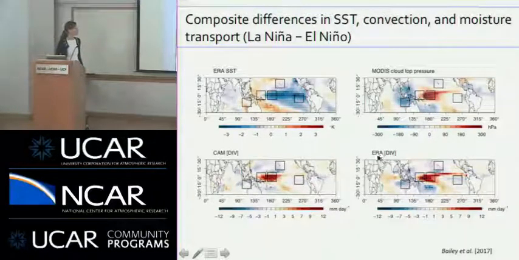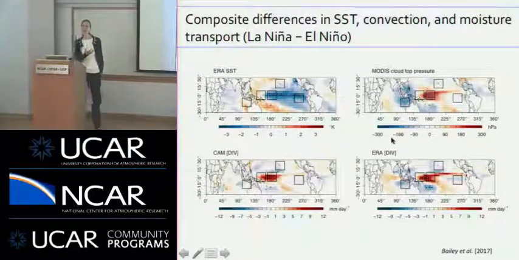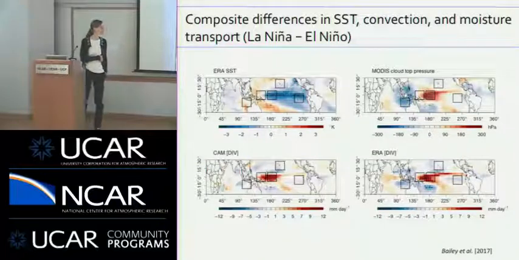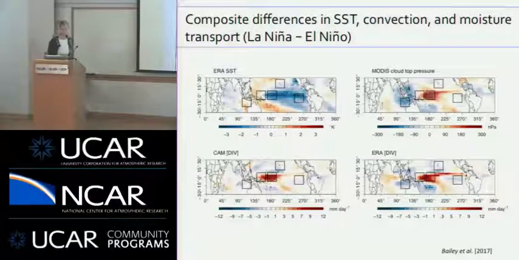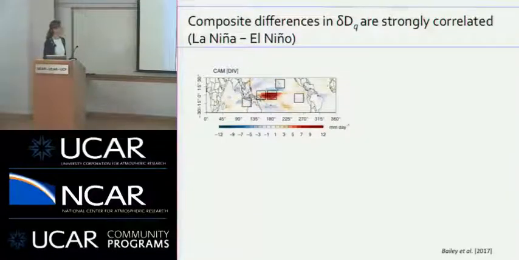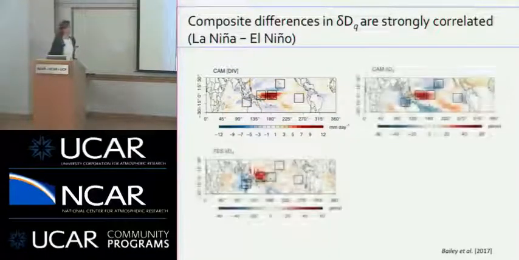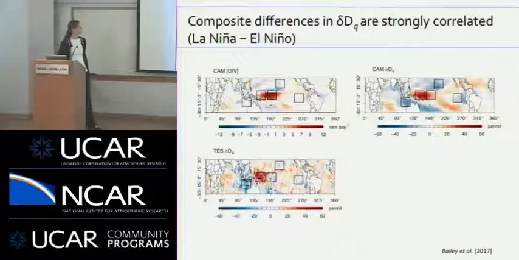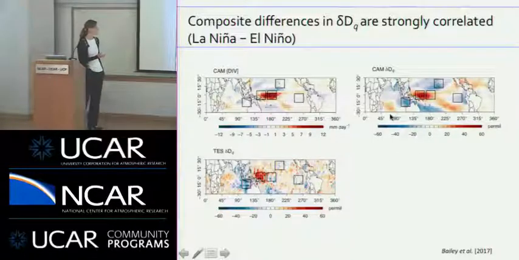When we look at what moisture flux divergence is doing, both in CAM and in the ERA-Interim reanalysis, we see that these spatial patterns are very coherent with this large-scale reorganization of convection. So does delta DQ then track this? Here's CAM divergence again, and here's delta DQ in both CAM and then also in the satellite record with TES down here. And you can see that again, there's very nice spatial coherence.